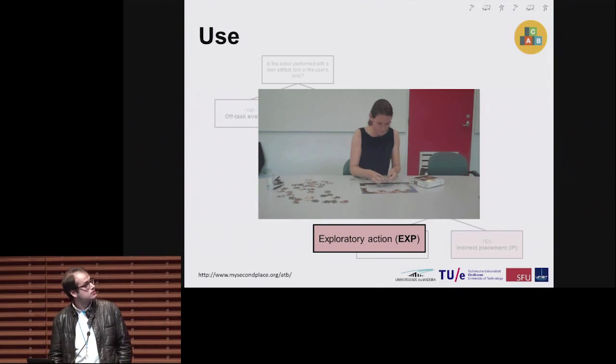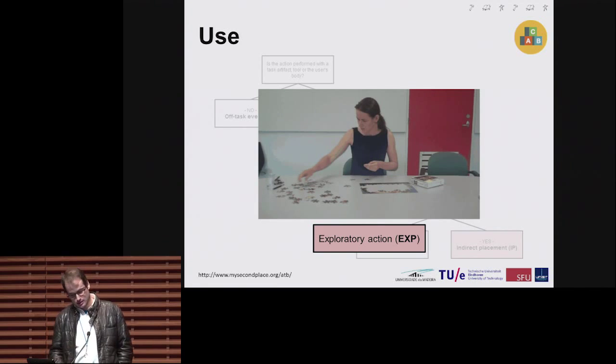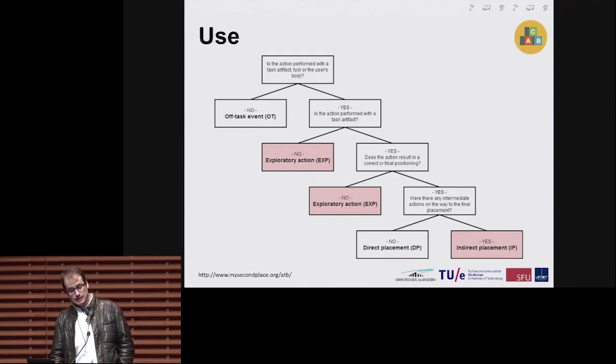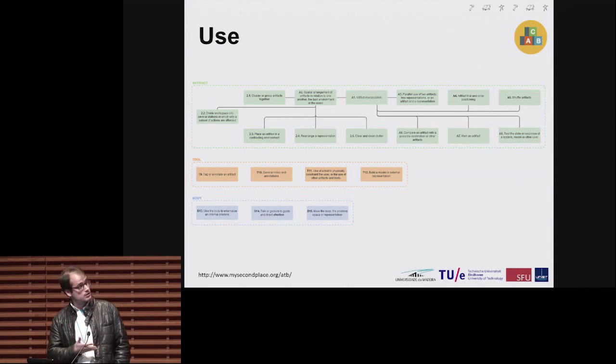Something that will look like this. So the user picks the piece, does some sort of action, and then places the piece in its final and correct positioning. And lastly, we have exploratory actions, which are done with either the task artifact, a tool, or the body. If they're done with a task artifact, they don't lead to the artifact's final and correct positioning. So an example would be, and then the user doesn't place the piece in its final positioning.